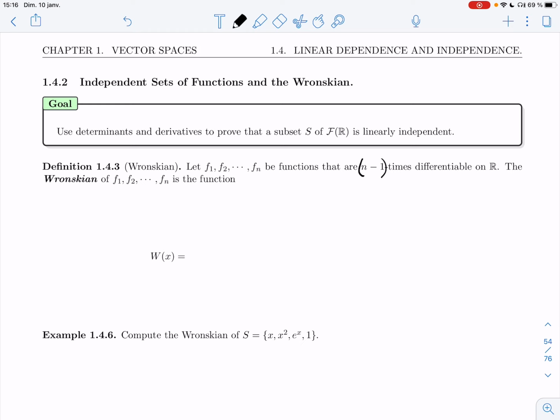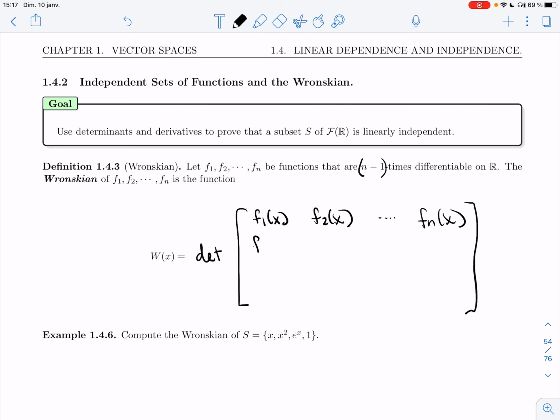All right, the Wronskian of the functions is the function. So I'm going to take a determinant of a matrix. That matrix will depend on x. I'm going to take f1 at x, f2 at x, and fn at x. That's going to be my first row. Second row, I'll take the same thing, but with the derivative.